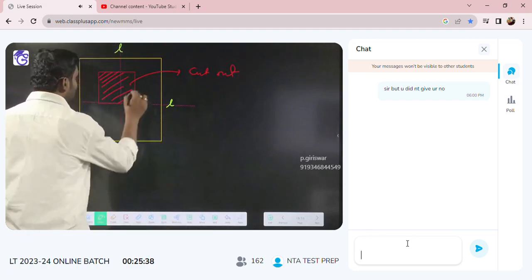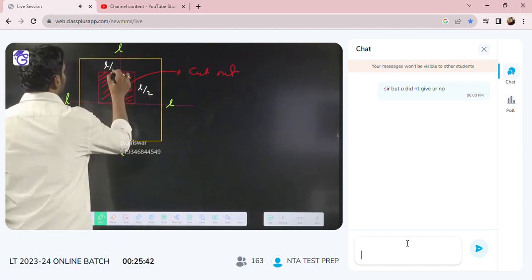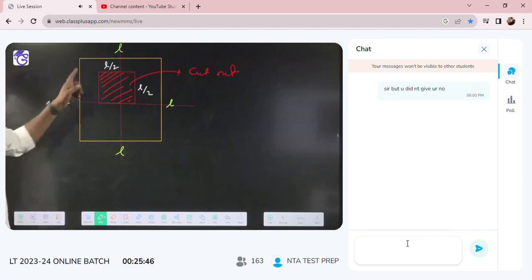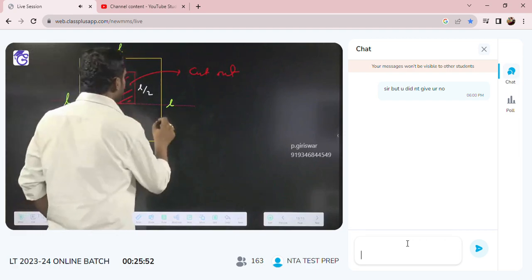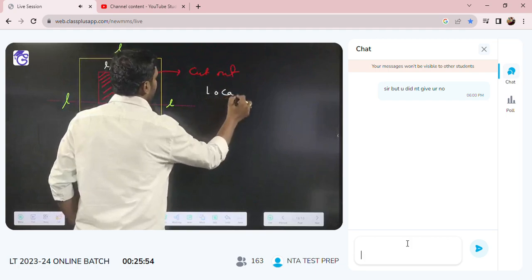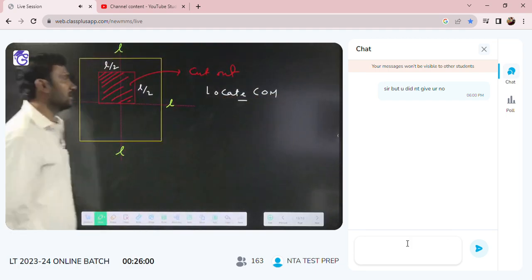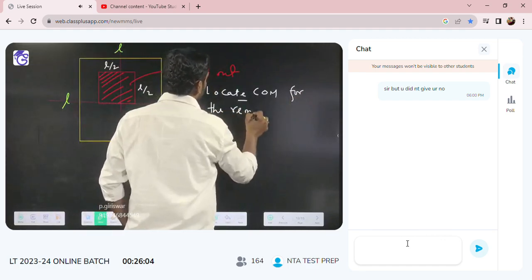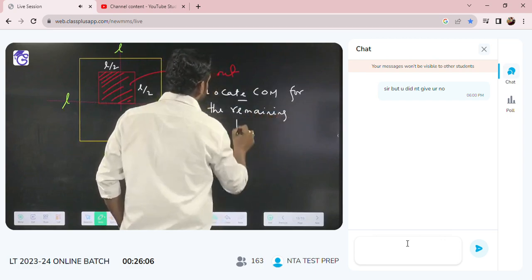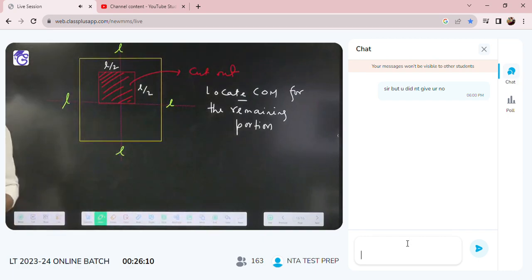What is the length, boys and girls? This is L by 2. This is also L by 2. L by 2, L by 2, right? Then they are saying, locate the center of mass for the remaining portion. For the remaining portion. Quickly do it, please. Hurry up, boys and girls.